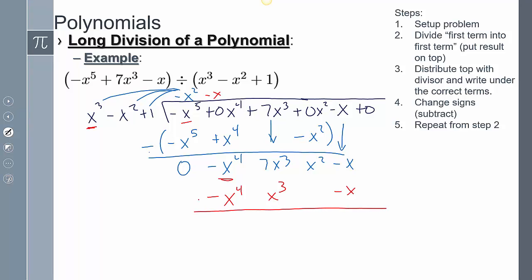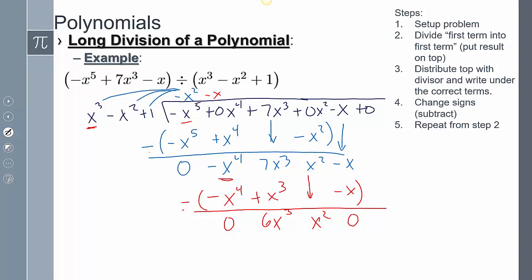So now step 4, subtract. So those will cancel out. So I get a 0, negative, and a positive. That's going to give me 6x to the third. And then negative and a negative gives me a positive, so that's going to give me 0. That gets brought down, that's x squared.